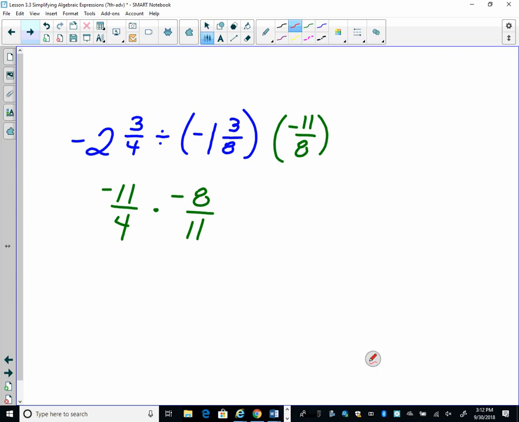Finally, we can use the shortcut. So 11 and 11 will cancel each other out. 4 can go into both 4 and 8. So 4 divided by 4 is 1. 8 divided by 4 is 2. Multiply your numerators. 1 times 2. Multiply your denominators. 1 times 1. Look at your signs, negative times a negative, so that equals a positive. And then finally, if you look, our fraction can be simplified to a whole number. Positive 2 is our answer.